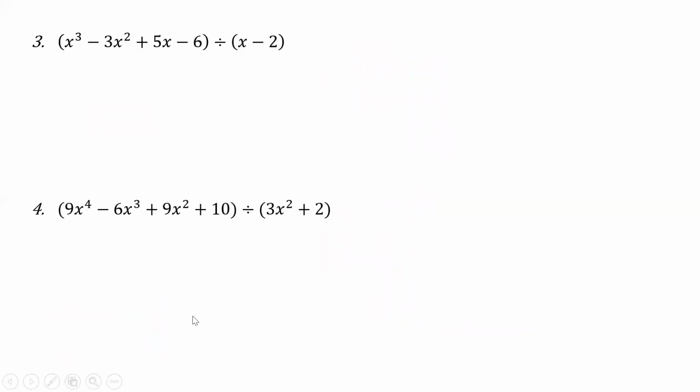All right, what about here? Well, we have an x cubed, an x squared, an x, and no x. So that's all right. And then we're dividing by x minus 2. So it looks like we just have to do some division here. So we have x cubed minus 3x squared plus 5x minus 6.